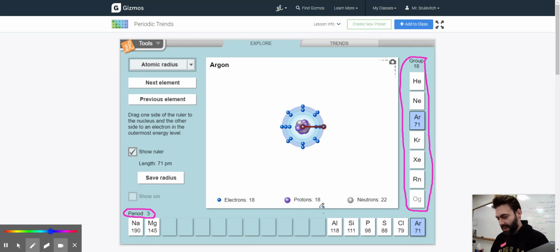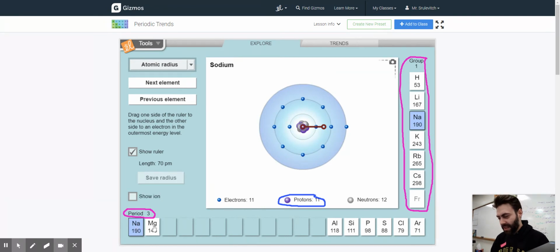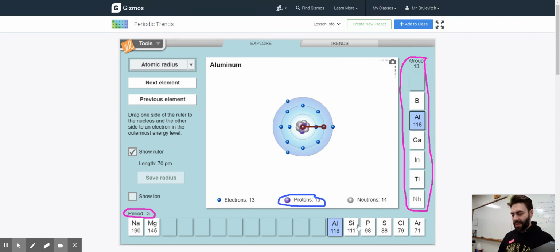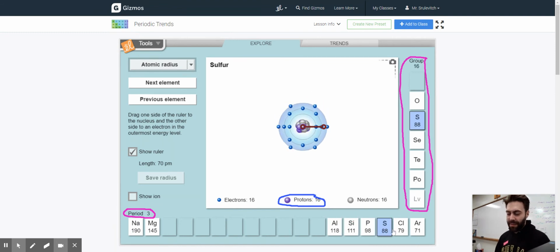Let's use blue. So number of protons right here. Sodium has 11, magnesium has 12, aluminum 13, and you can see it's all going to increase by 1.